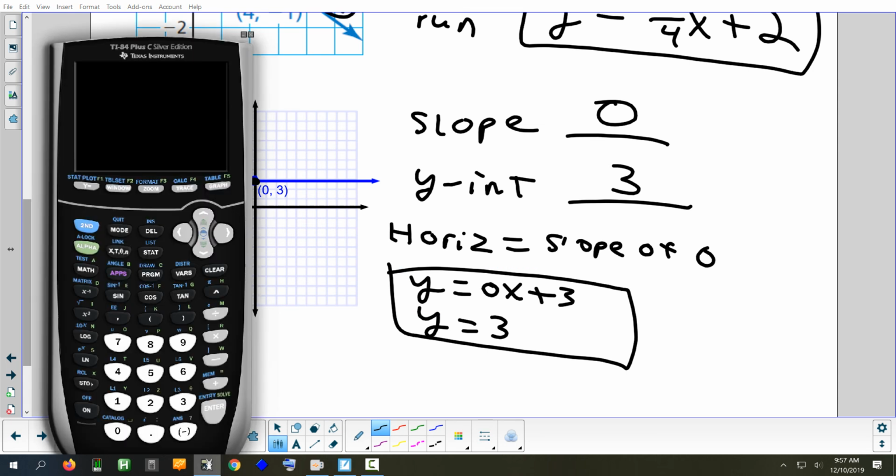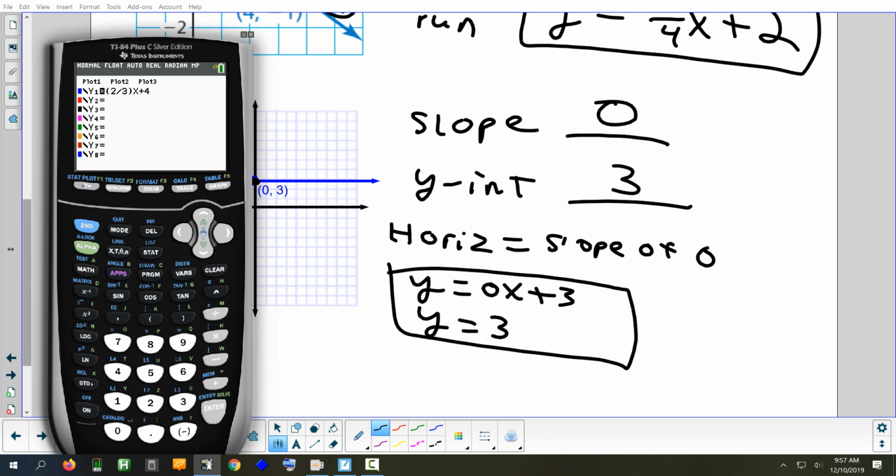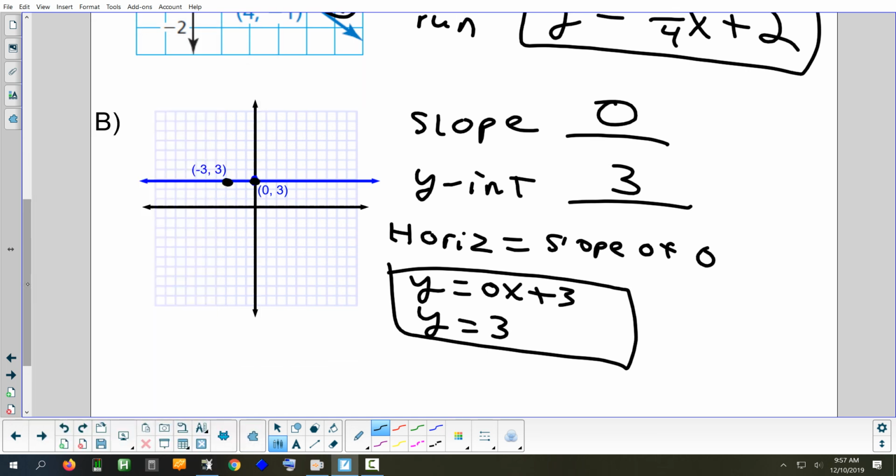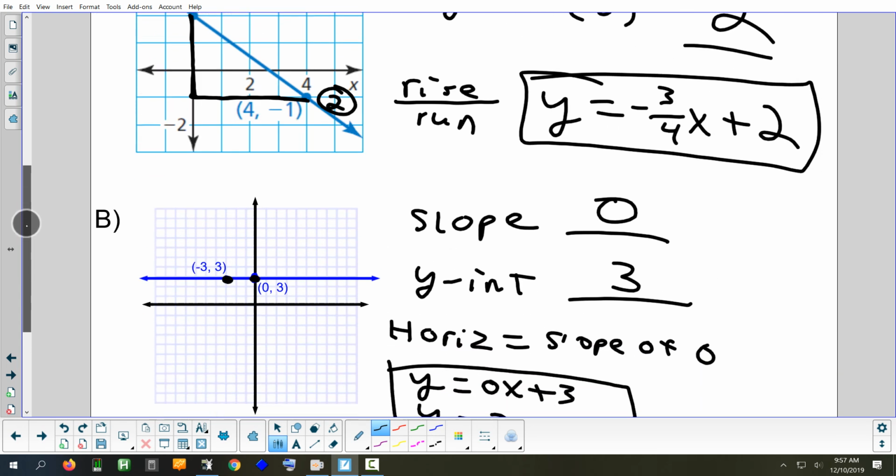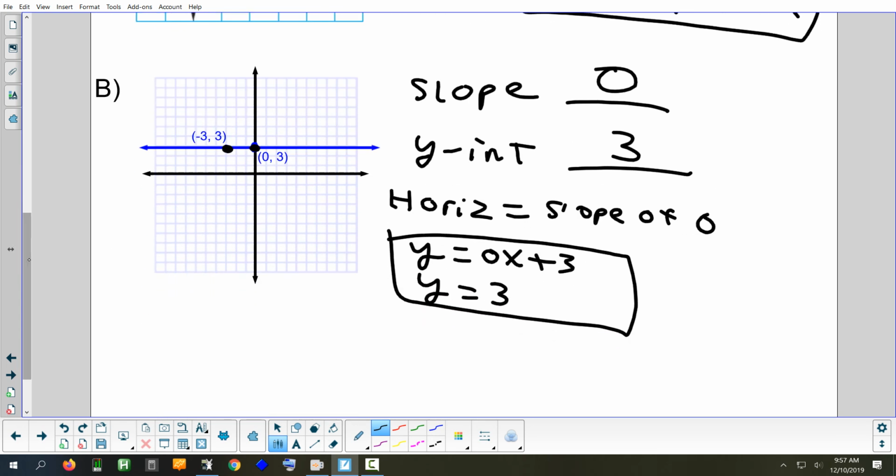Just to show you, if you graph those on a calculator, you'll get the same thing. If I type 0x plus 3, or I just type in 3, watch the blue one, and then watch where it puts the red one. There's the blue one, just like the one that's behind it on the board. And now watch the red one. It's right on top of it. It's the same thing. Y equals 3 is just a little bit simpler than y equals 0x plus 3. Any questions on that type?